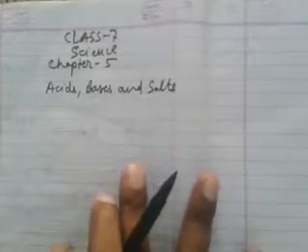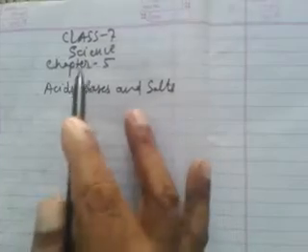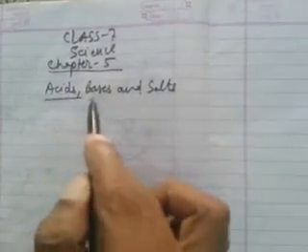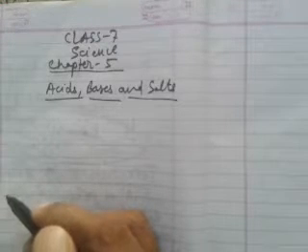Hello students, today I am teaching you class 7 science chapter 5: acids, bases and salts. This is a very interesting chapter because it gives a special idea about the chemical behavior of these substances.